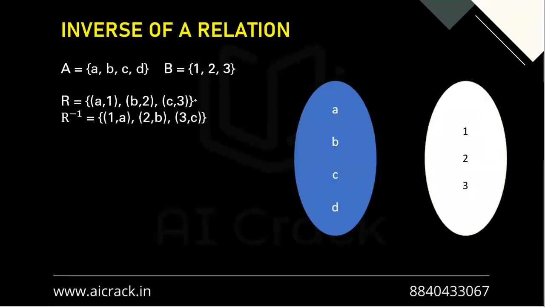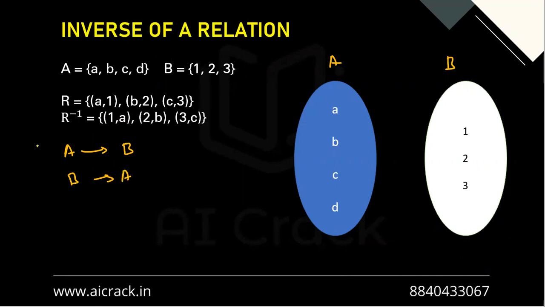Now let us talk about inverse of a relation. We have been given A as {a, b, c, d} and B as {1, 2, 3}. This is our set A, this is our set B. Now we have defined one relation: (a, 1), (b, 2), (c, 3). For finding the inverse, we just reverse the elements. When we are defining a normal relation, we are defining from A to B. In case of inverse, we are defining from B to A. So that is why we have reversed the order, right?